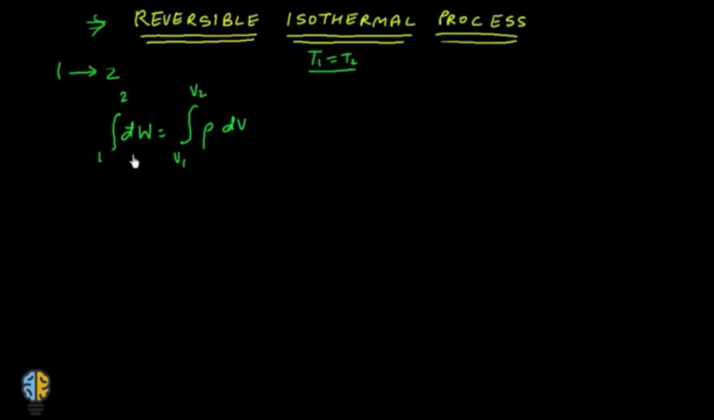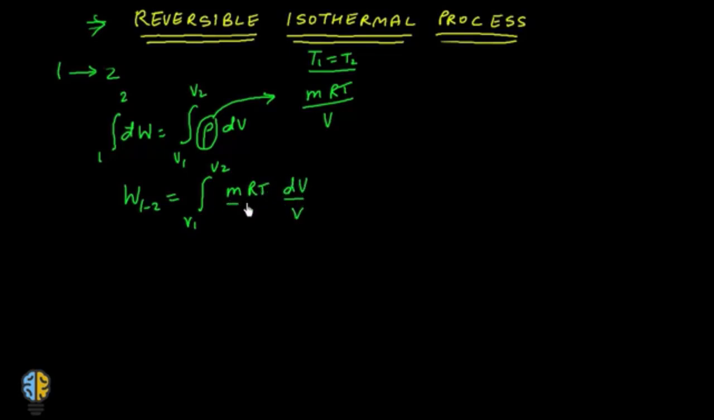So when I solve this integral, I get W1to2 equal to, now if you look at the value for P, because it's an ideal gas, P would be mRT upon V. So I'll substitute mRT upon V in place of P. It becomes the integral from V1 to V2 of mRT dV upon V. Now m, R and T, all these three are constant in this kind of process, so we take them outside the integral sign and we have log of V2 by V1.